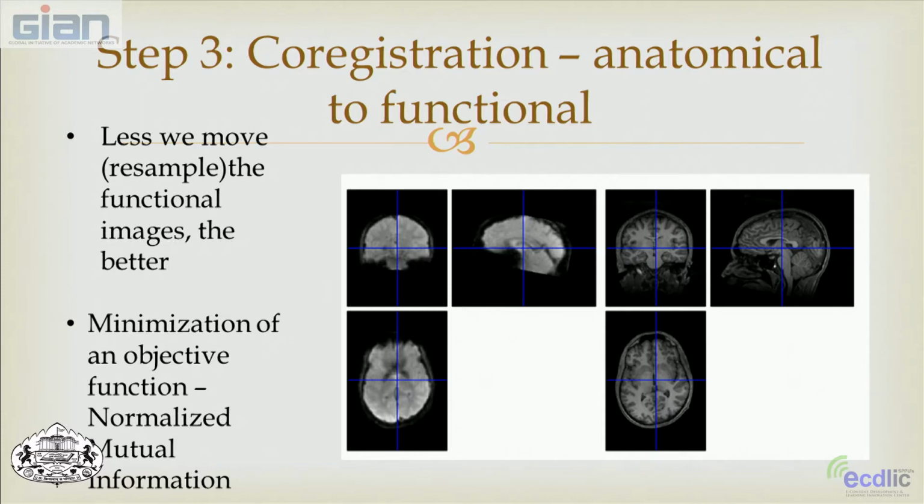On the other hand, the anatomical image, we're not doing this analysis over time, so we can move that slightly without causing big problems. To register these, it's a minimization of an objective function. The one that's used here is called normalized mutual information. Again, we're wiggling this anatomical image around till we find the best match to our mean functional image.